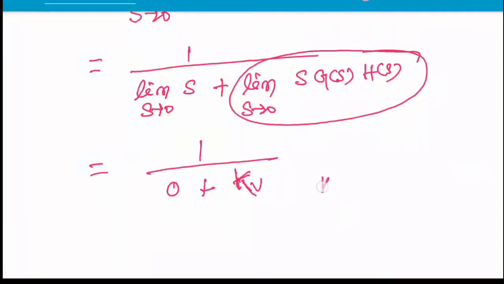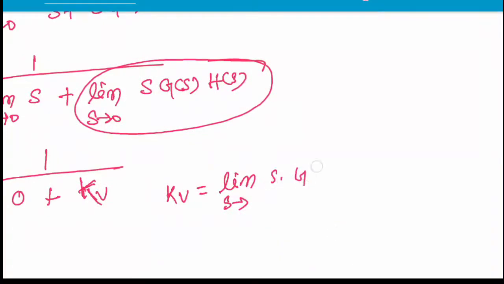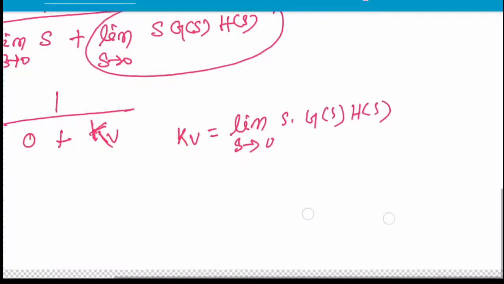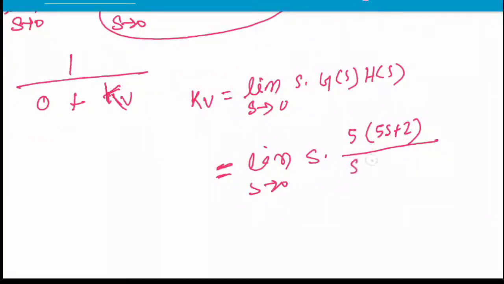So what is the velocity error constant? Limit s tends to 0 s into the open loop gain, that is G(s)H(s). This is the velocity error constant. So what will be the velocity error constant here? Limit s tends to 0 s into what is given, 5 into 5s plus 2 by s into 2s plus 5.